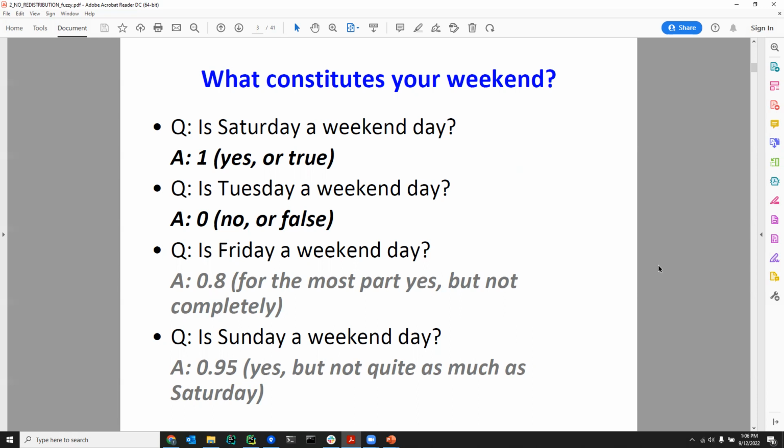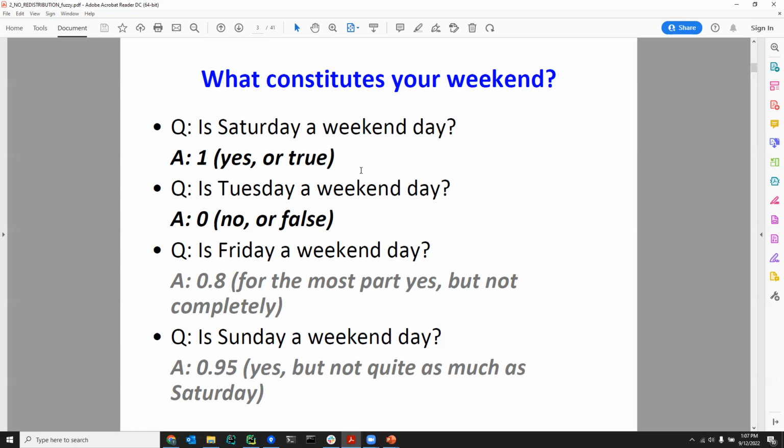So let's think about days of the week and whether or not they are a weekend day, or do they belong to the set weekend? So if you asked somebody, is Saturday a weekend day? They would say yes or true. Everybody knows that Saturday is a weekend day. That's no surprise. It's completely a weekend day too. You don't have any work that day, and you don't have work the following day. Is Tuesday a weekend day? Well, most decidedly not. In a typical work week, Tuesday is not only a work day, but is preceded by a work day and followed by a work day.